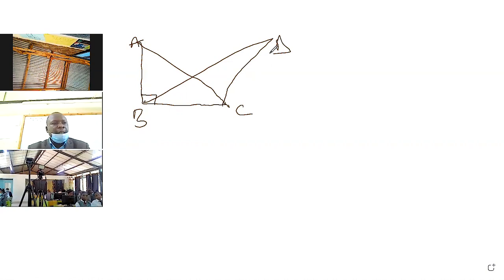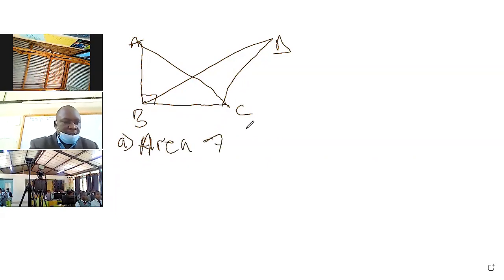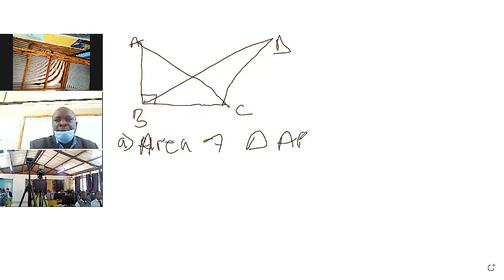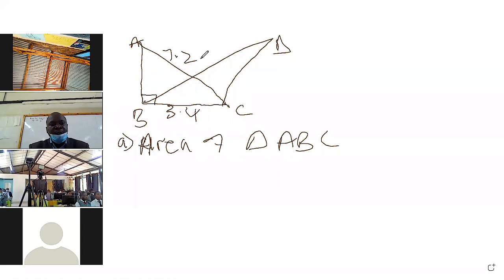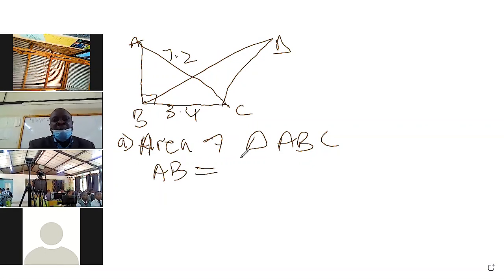I'm told that the first question is I'm supposed to find the area of triangle ABC. I'd been given this as 3.4, and this one here as 7.2. Triangle ABC is a right angled triangle. So for me to get this, I need AB, the height. I use Pythagoras theorem and get AB, which is 6.347.